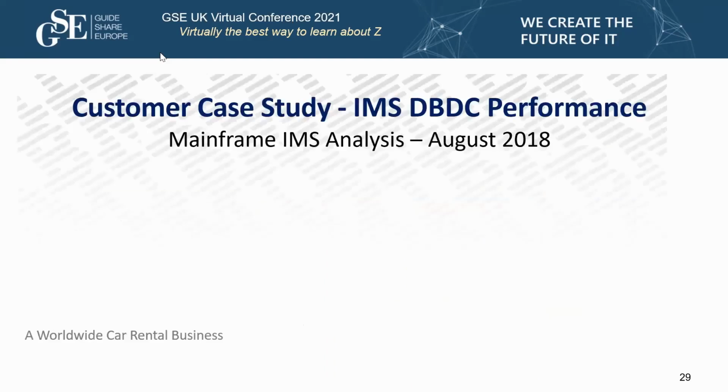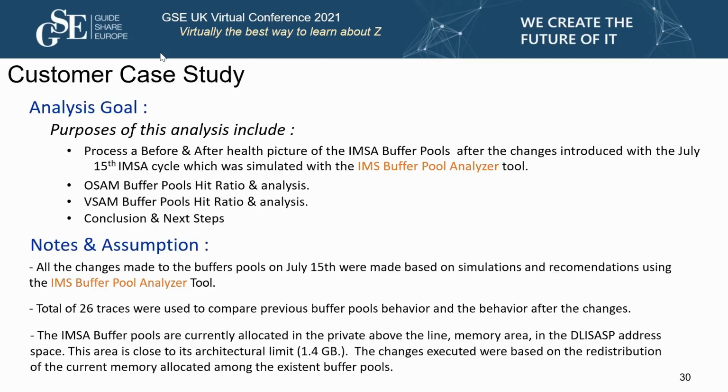I finished our session today with a case study from a customer that uses IMS to help run the world. In this case, they were experiencing elongated IMS online response times, and it was impacting their business. Something had to be done. So what this customer decided to do was to perform an analysis of their IMS buffer pools, something that hadn't been done in many years. They used IMS buffer pool analyzer, and as you can see, they ran 26 traces using BPA. Basically 1 trace per hour plus a couple more added in.